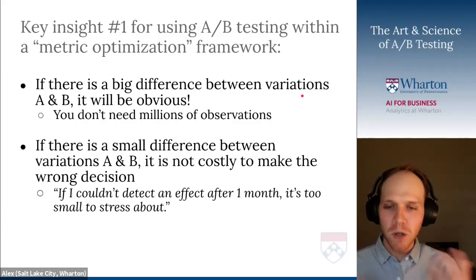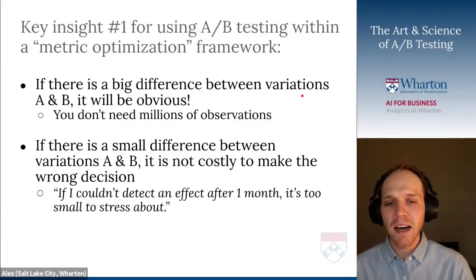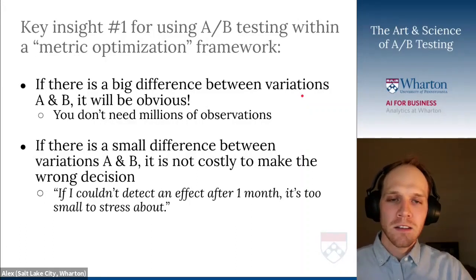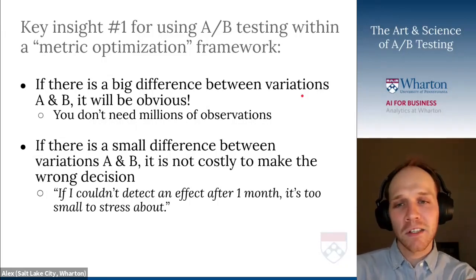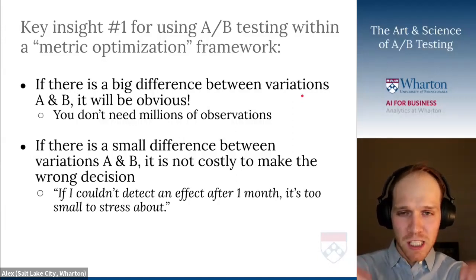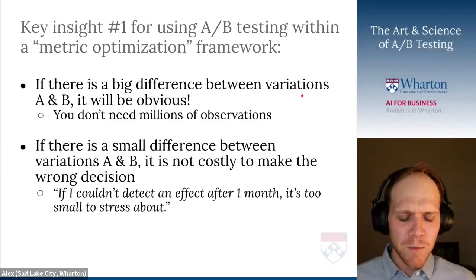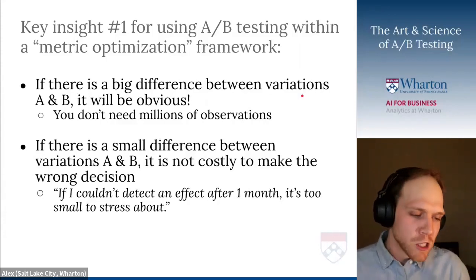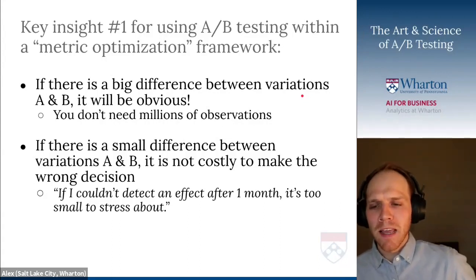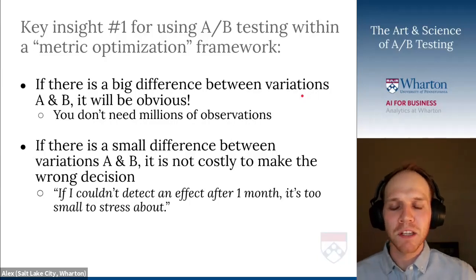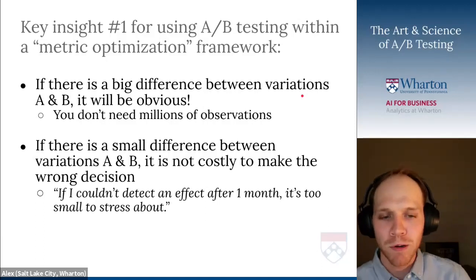Similarly, if there's a small difference between variations A and B, let's say variation B has a slightly higher conversion rate than variation A, it's not that costly, because the difference is small. It's not a big deal if you make a mistake there and implement variation A instead of variation B, right? And so you can think about running scenarios like this where you let your experiment run for a reasonable amount of time that fits with the pace of your marketing life cycle. And if you don't detect an effect, you just conclude that it's not big enough to stress about in your context, right?